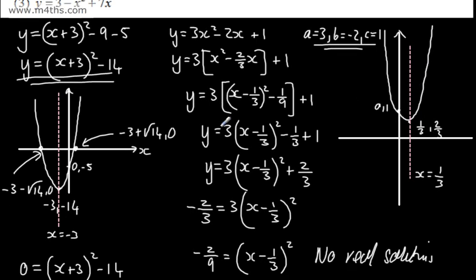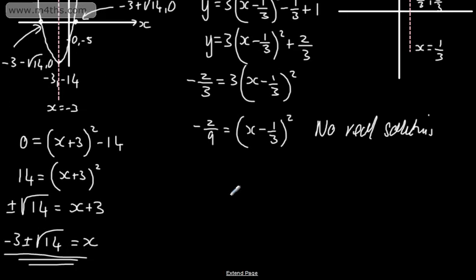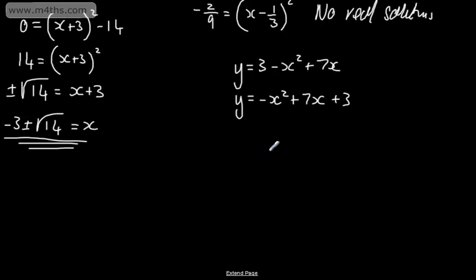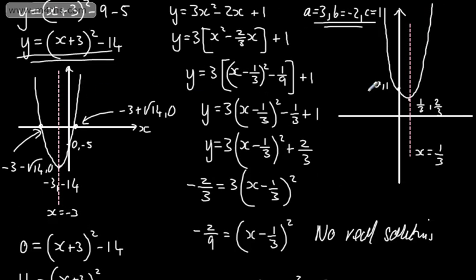Okay, let's look at this one right here. y is equal to 3 minus x squared plus 7x. So I'll rewrite this now as y is equal to negative x squared plus 7x plus 3. This is now in the form ax squared plus bx plus c. This is a negative quadratic. Both of these have been positive, they've opened upwards, and they've had a minimum point. The minimum point here was negative 3, negative 14.